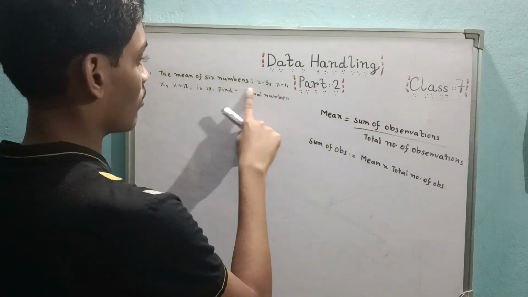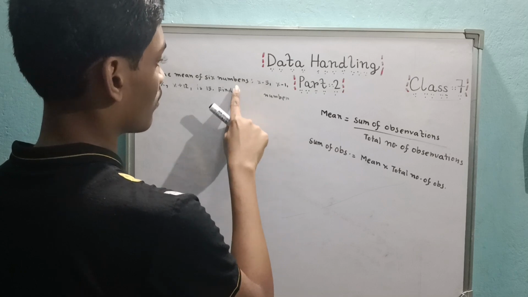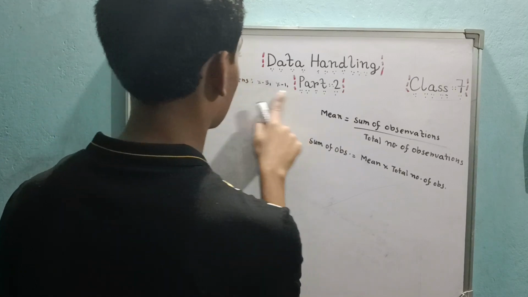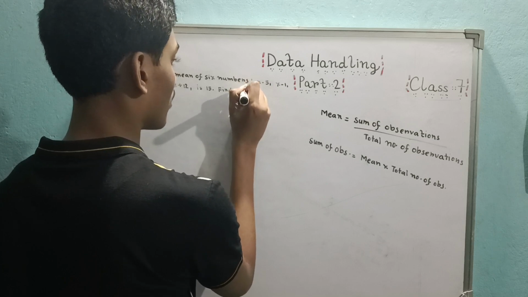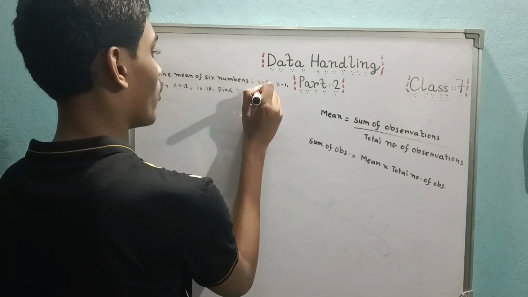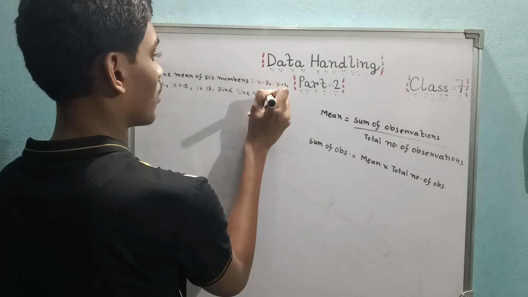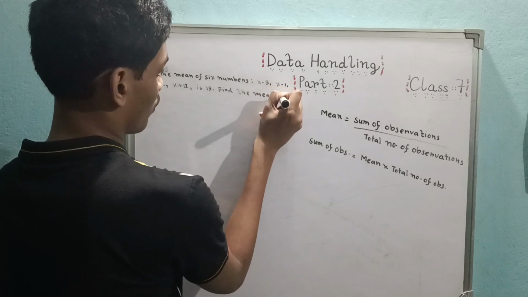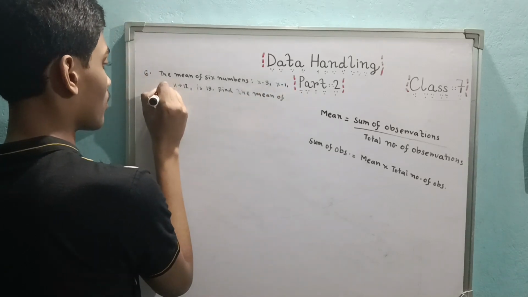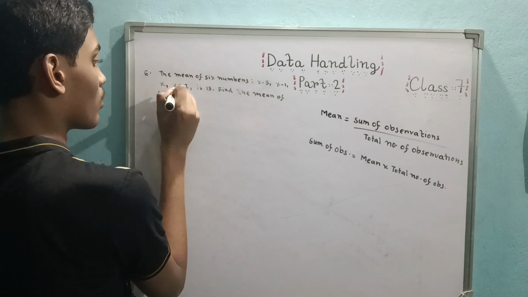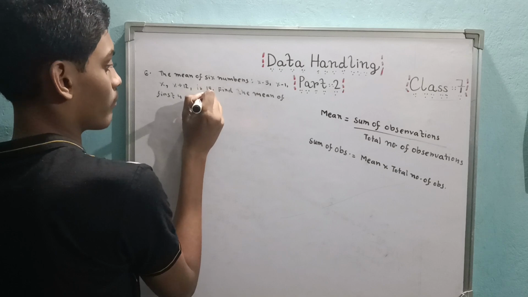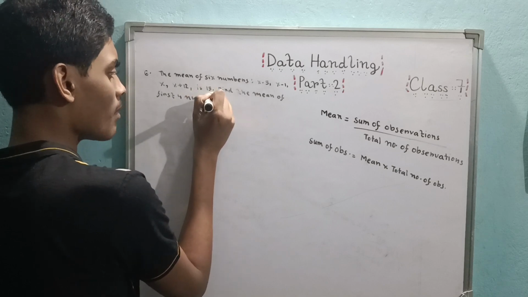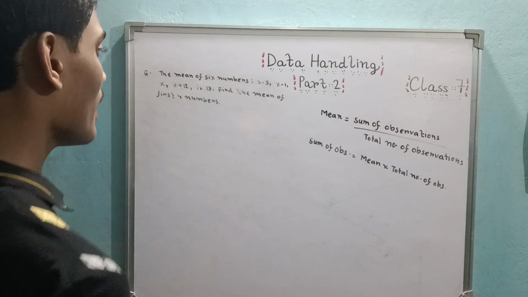Wait, not natural number. Find the mean. Yes, I don't know why I wrote natural number of first 4 numbers. This is going to be a good question. I think it's a 3 marks question. Actually, 2 marks.